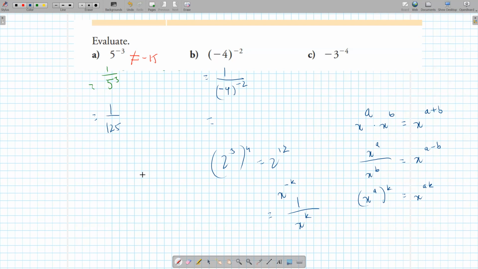So what does that mean, right? Negative 4 to the power of 2 just means negative 4 times negative 4. That's a positive 16, okay? Negative 4 to the power of negative 2 is positive 16.